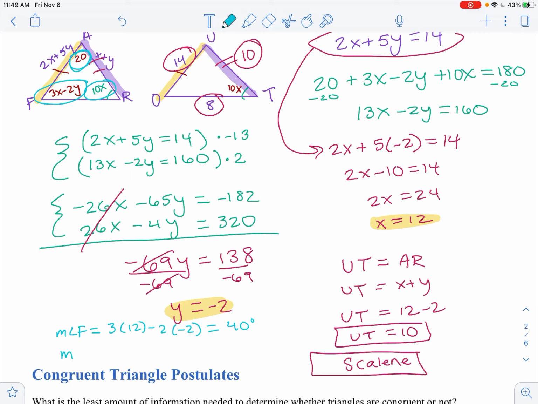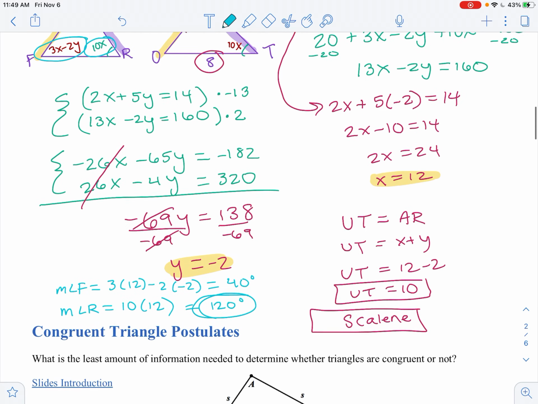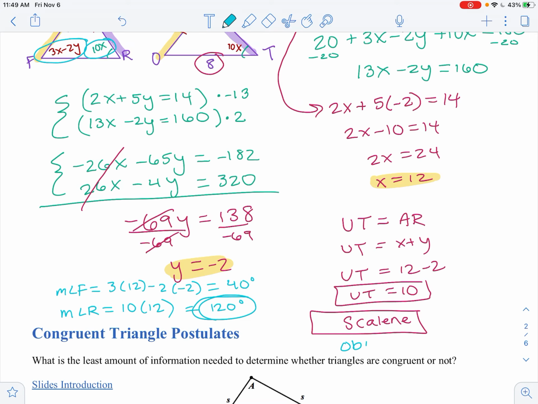And then last but not least, let's check angle R. The measure of angle R is going to be 10 times x, which is 12. So that's 120 degrees. That's an obtuse angle. So that means this triangle is an obtuse triangle. So our triangle is scalene and obtuse.